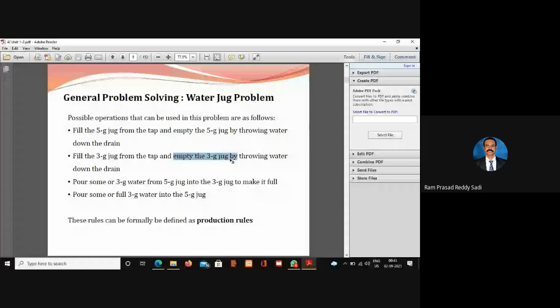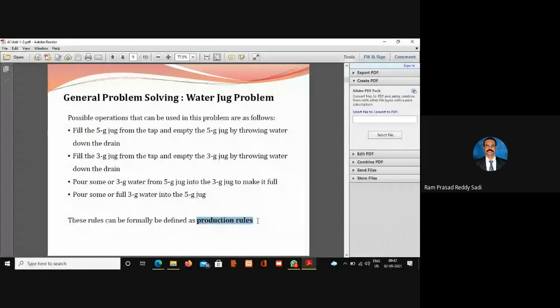Filling is one state, emptying is another state. Fill the jug is one other state. Empty the 3 gallon jug, again this is another particular state. Pour some water or all 3 gallons of water from the 5 gallon jug into the 3 gallon jug. That is also another kind of state. Pour some or the full 3 gallons of water into the 5 gallon jug. So these are different possible states that could take place when you try to solve this problem. All these steps we normally call production rules.